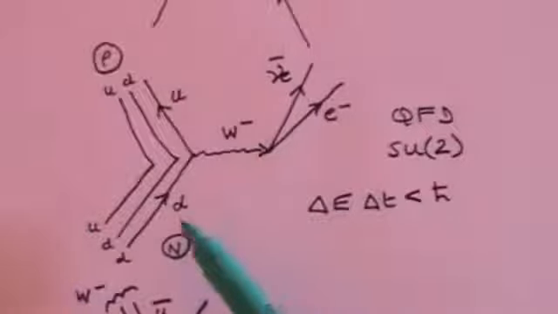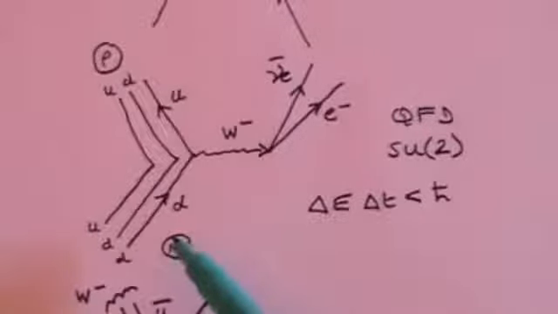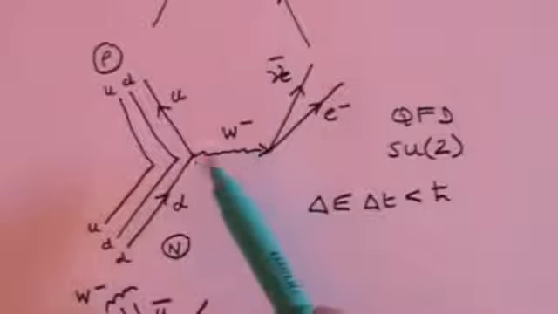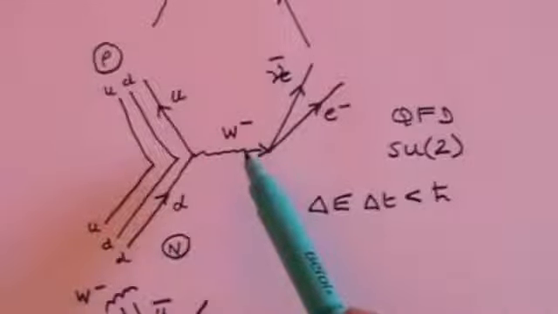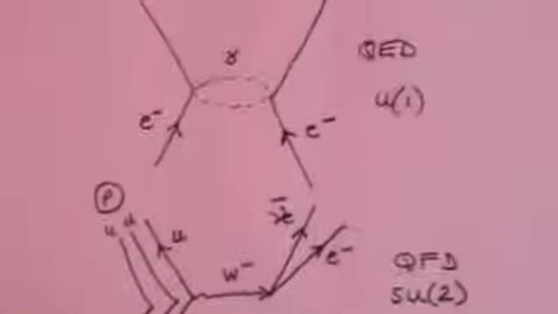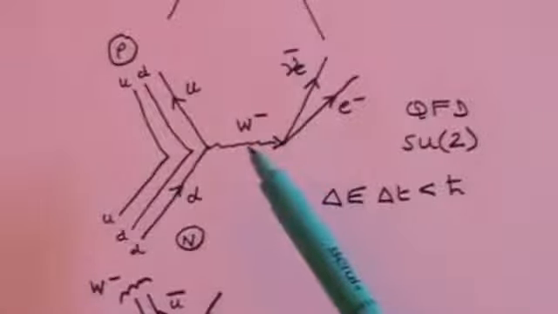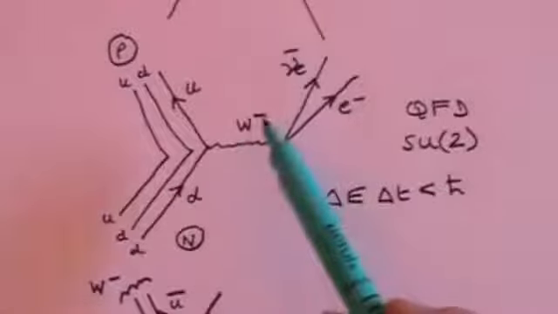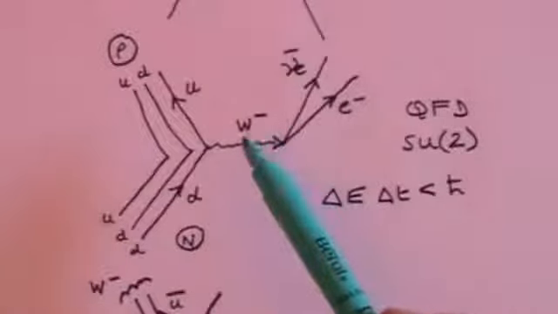And the fact that it takes 15 to 20 minutes to do so shows how weak the force is. It shows why, if this W minus were massless like the photon, this process would happen almost spontaneously and neutrons would just decay into protons instantly. But because it's a weak force, and it's a weak force because you've got to borrow the energy from the vacuum to create the W minus, it takes time for neutrons to decay.